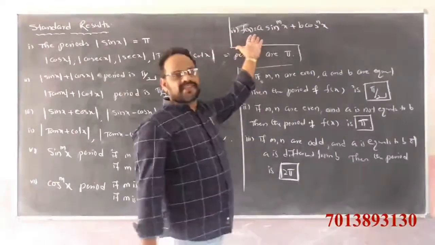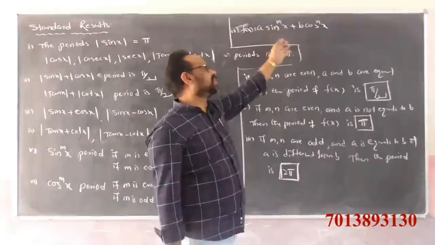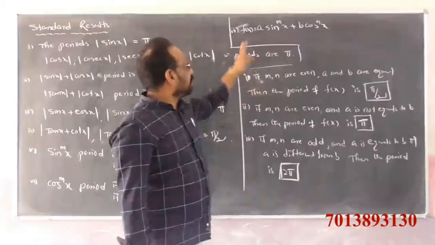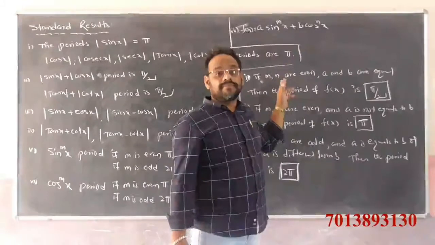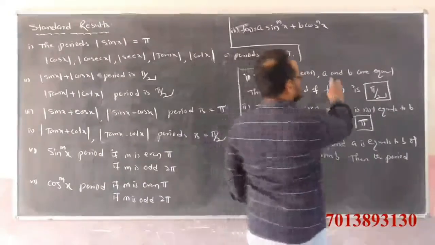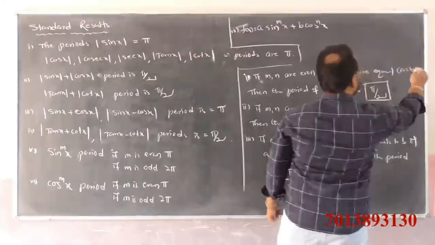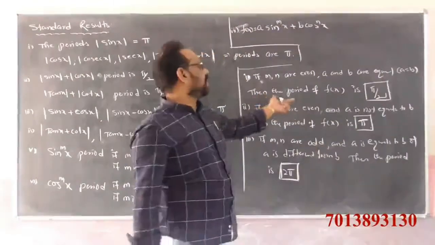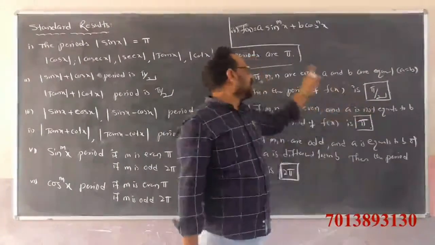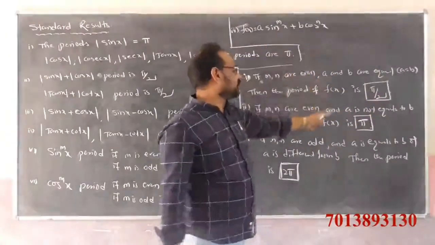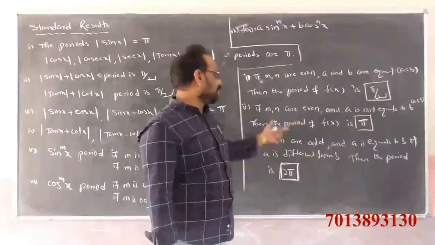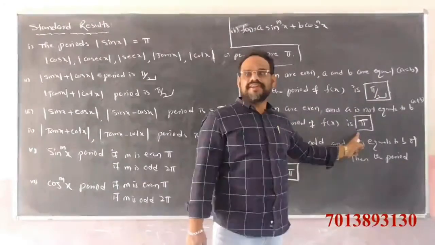Next one, if they gave the function f of x as a sin power mx plus b cos power mx, and if m and n are both even numbers and a is equal to b, then the period of the given function is clearly pi by 2. And if m and n are even, but a is not equal to b, that means a is different from b, then the period is clearly pi.